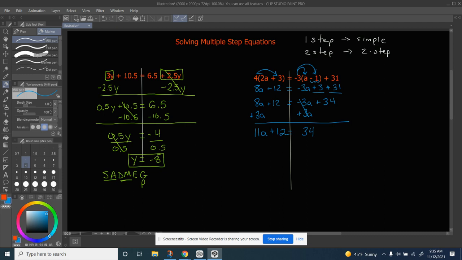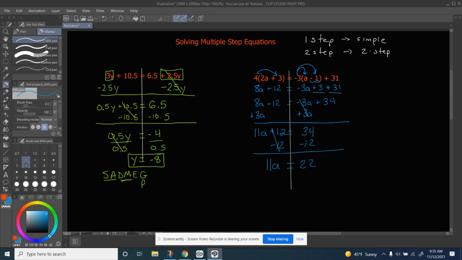So now that I have my variables combined, let's combine our constants. We want to move this 12, so we're going to subtract 12. So this 12 and that 12 cancel. We're left with 11a, and that's going to equal 34 minus 12, which is 22.